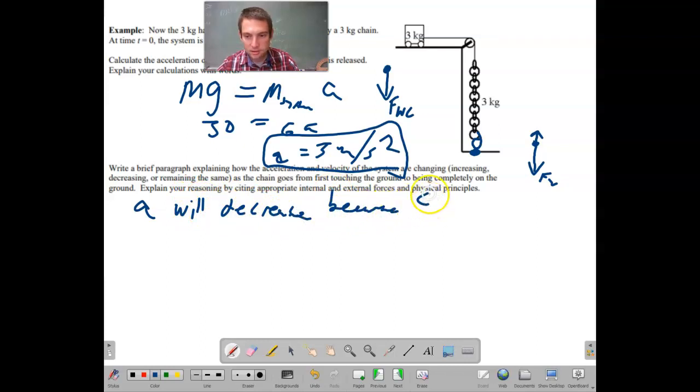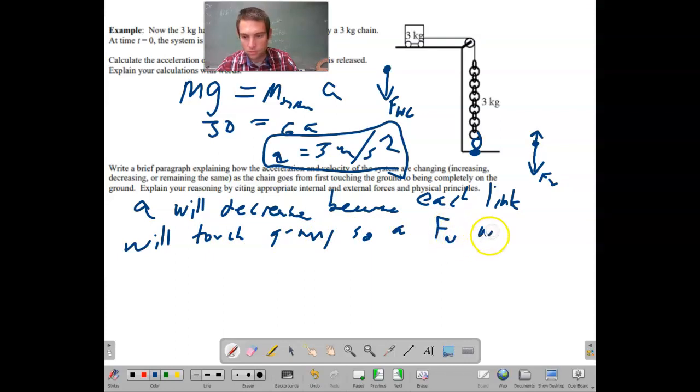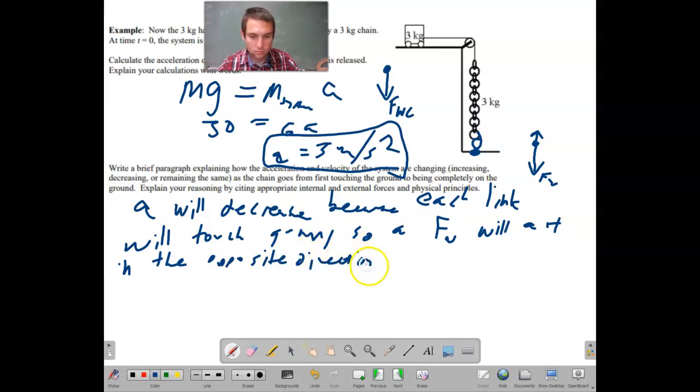Decrease, because at each chain, each link, creates, not a great word, a normal force that will act in the opposite direction, changing the net force.